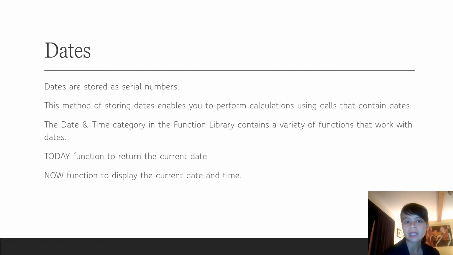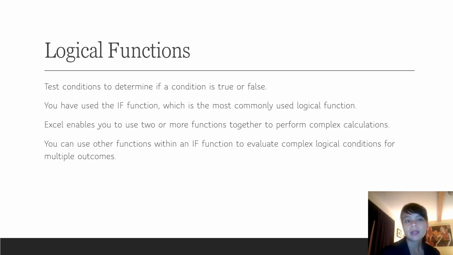The date and time category in the function library contains a variety of functions that work with dates. The TODAY function returns the current date, and the NOW function displays the current date and time. I think these are the two functions that we covered in Chapter 2. Next are the logical functions that we'll look at.